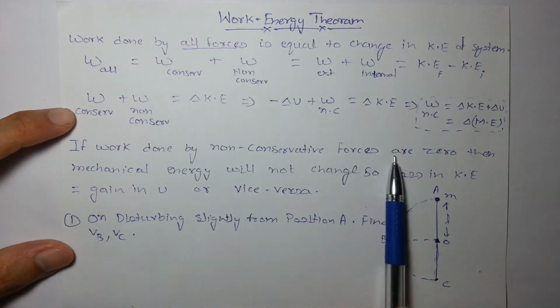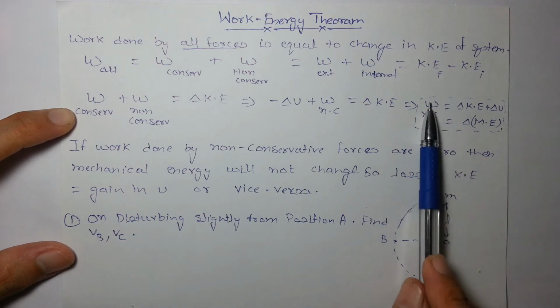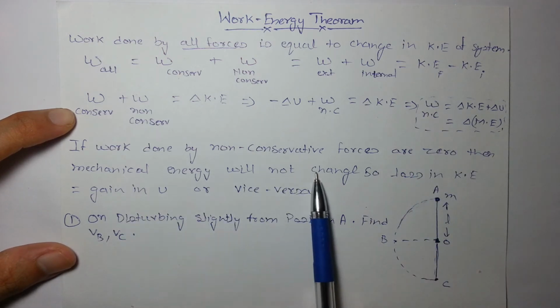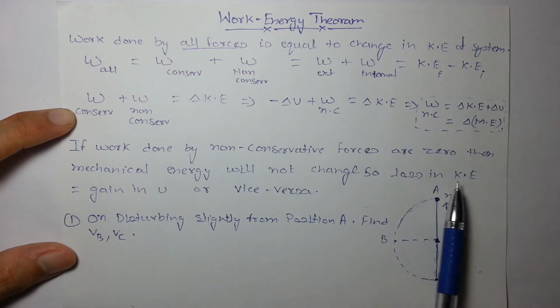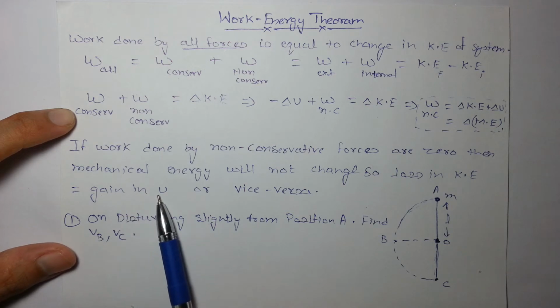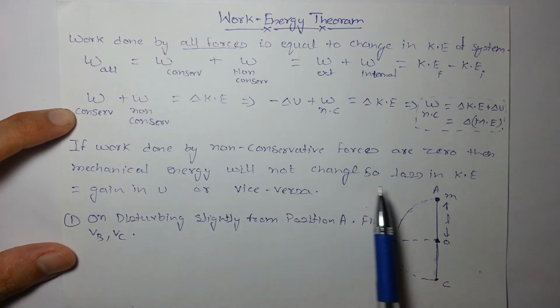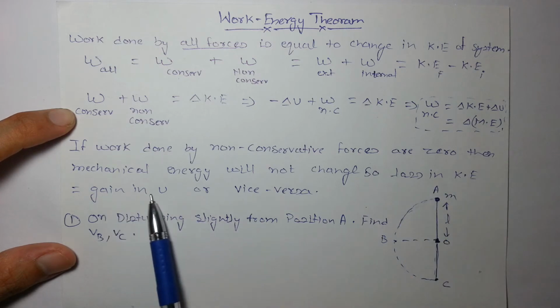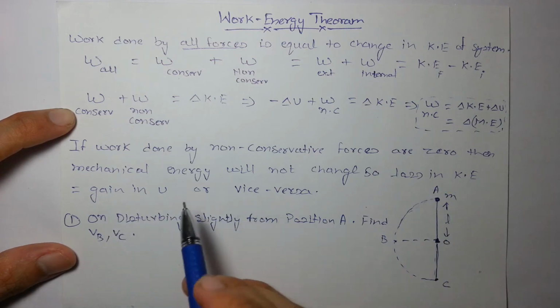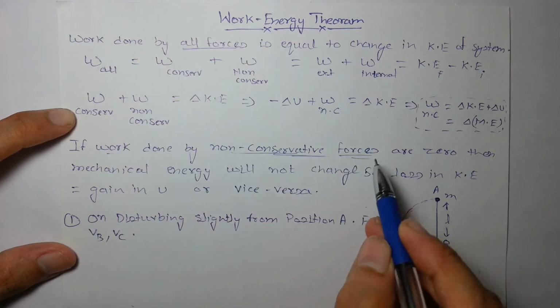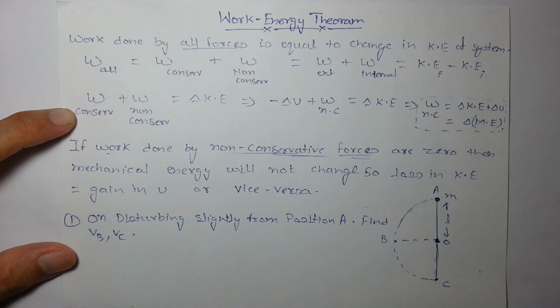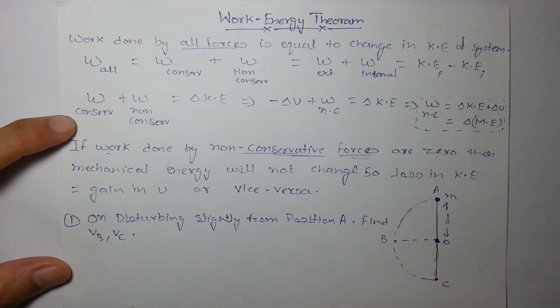If work done by non-conservative forces is 0, we can say the change in mechanical energy will be 0. So if there is some loss in KE, there will be an equal gain in potential energy, or vice versa. If there is some gain in kinetic energy, there will be an equal loss in potential energy, provided no work is done by non-conservative forces. They may act, but they should not perform any work. Mark my words very carefully. Every word I'm saying is very important.